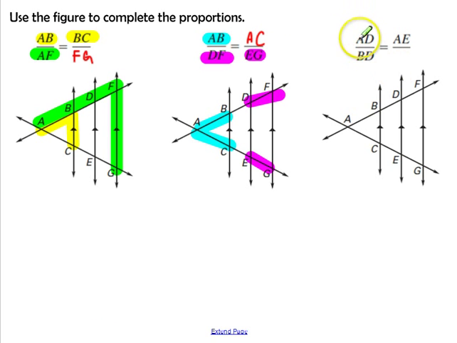Now we'll do this last one. Segment AD compared with AE, and then we have BD along the bottom, and that needs to match with just this extension. So make sure that it's always corresponding. So the missing proportion will have segment length CE.